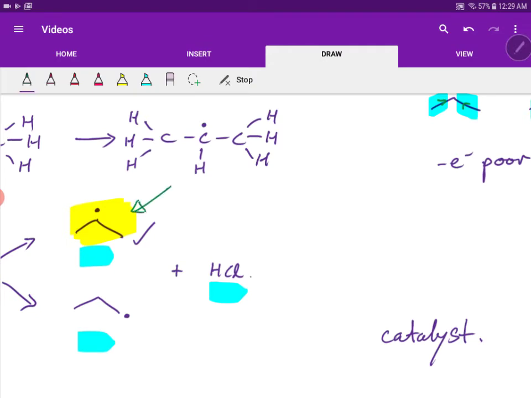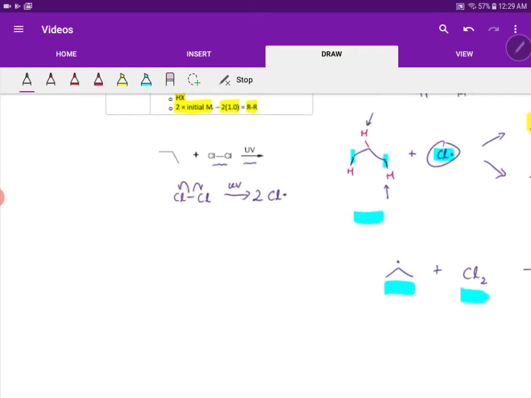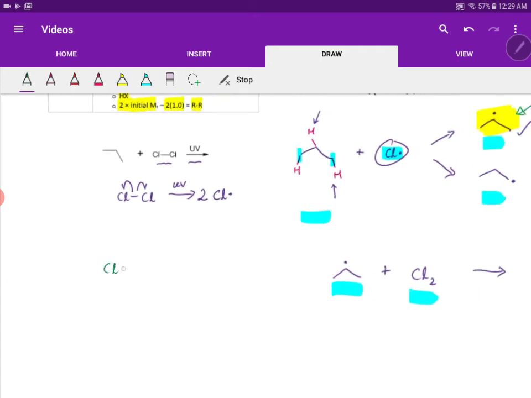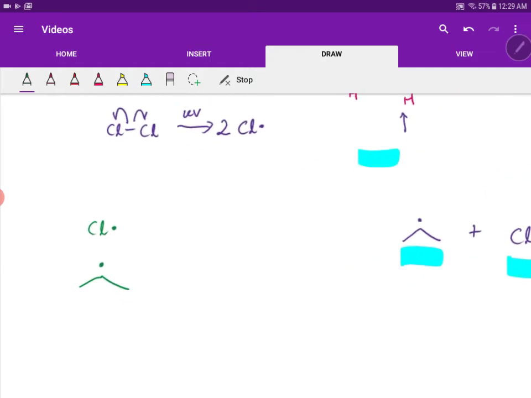So this was our most stable product, and these are the radicals that we have formed right now. We have the chlorine radical, and we also have this radical. There are a couple of ways that we can combine them. In fact, there are three ways that we can do so. The first way is where we take chlorine radical plus chlorine radical to give you Cl2. So these two can join.